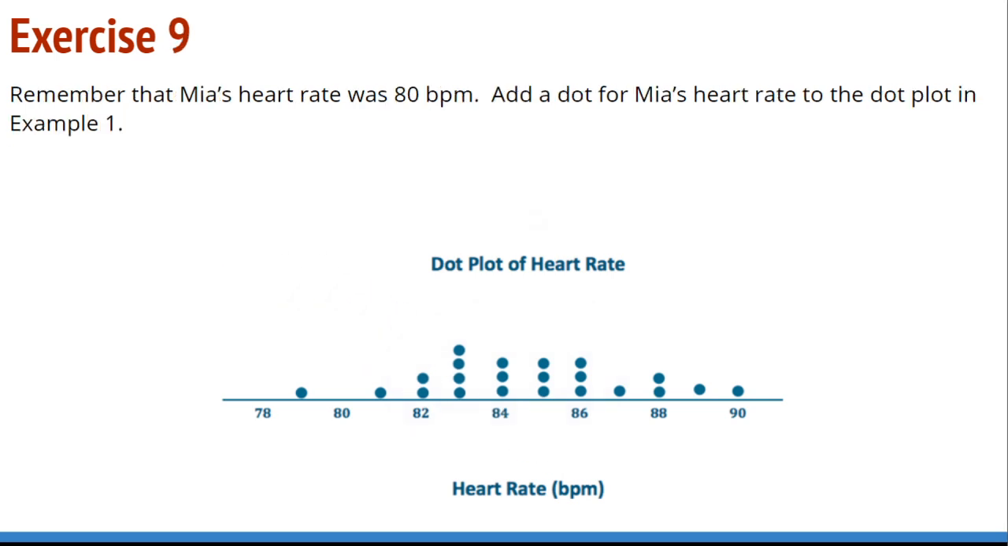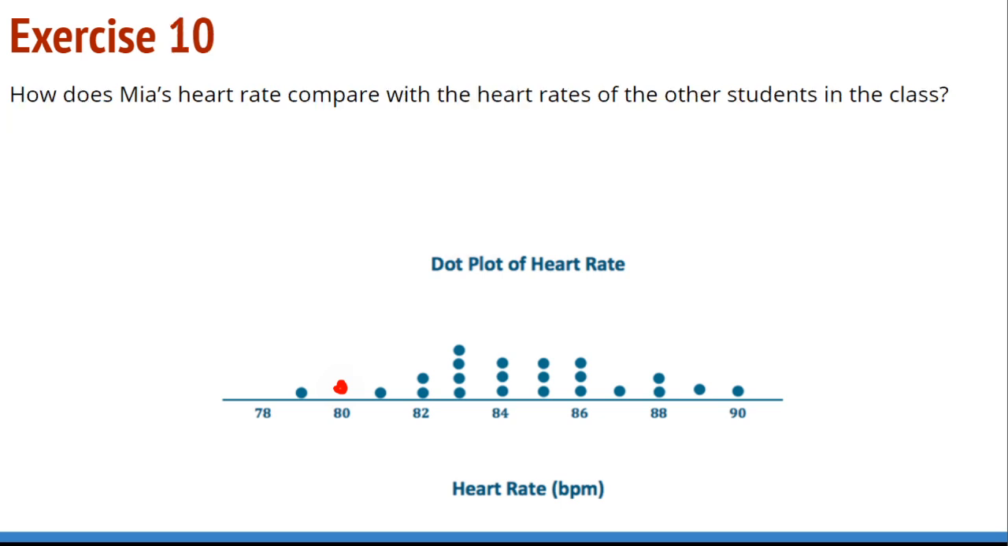So remember that Mia's heart rate was 80 BPM, and we're going to add a dot for Mia's heart rate to the dot plot. So Mia was at 80, and we will add that. So how does Mia's heart rate compare with the heart rates of the other students in the class? We're looking at a point of data, and we're asking how this point compares with everything else in the class. Well, I can make the statement that Mia's heart rate was lower than all but one student in the class. She had the second lowest heart rate of any student in the class.